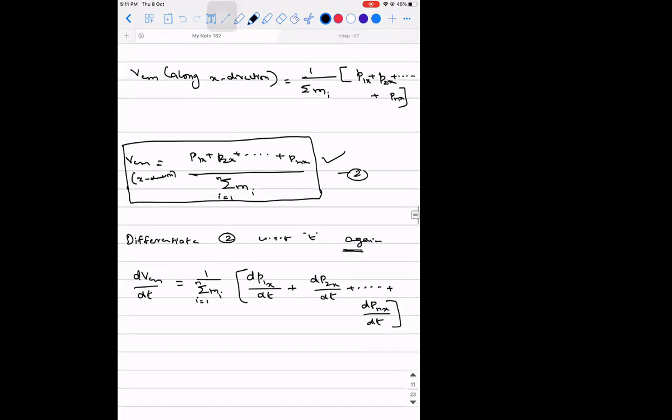Okay. So the derivative of velocity of center of mass with respect to time will be what? It is the acceleration of center of mass. This will be equal to 1 divided by the sum of all the masses, i is equal to 1 to n. What is the derivative of linear momentum with respect to time? That is, the rate of change of linear momentum is what?